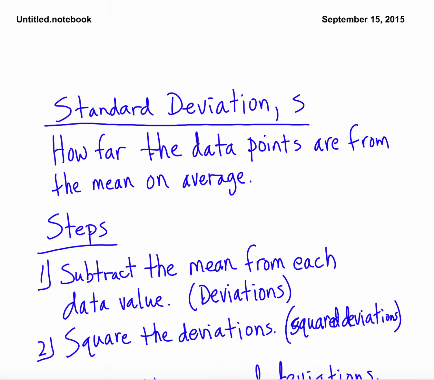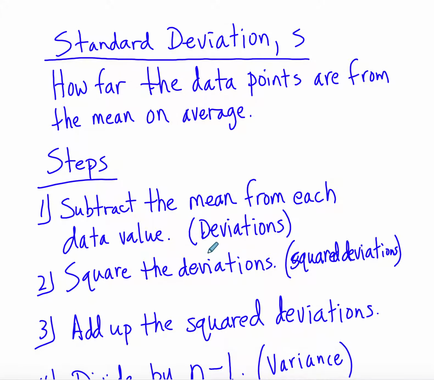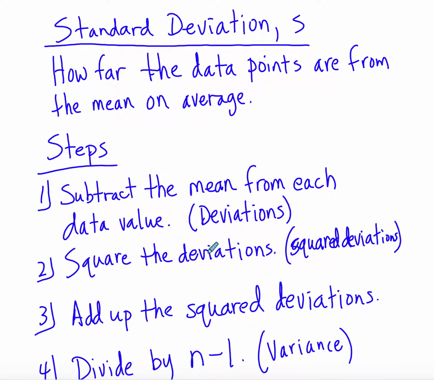All right, so how do we calculate this? Really, the standard deviation is a measure of how far the data points are from the mean on average. So we're looking to see how far those data values are from the mean. We take each data value and subtract off the mean. These are what we call the deviations. You find out how far away each data value is from the mean. Then we square each of those deviations.